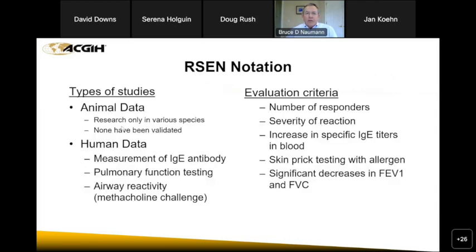We look at animal data, we look at human data. Animal data is tough because there are no validated tests for respiratory hypersensitivity like we have with dermal sensitization. In humans, we're looking at allergic antibody, IgE, pulmonary function testing, et cetera. And so those are the criteria off to the right here, similar in terms of number of responders, the severity of the response, and so forth, and proof that they actually developed an allergy or will respond, with pulmonary function testing in a way.